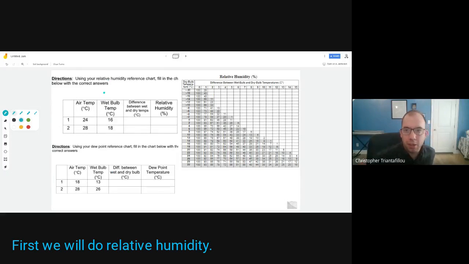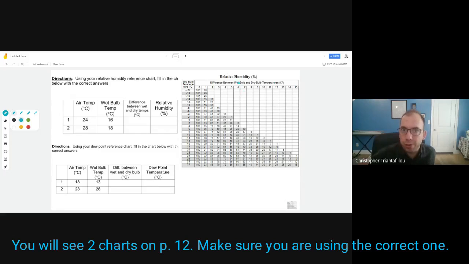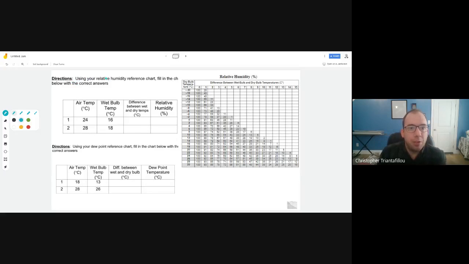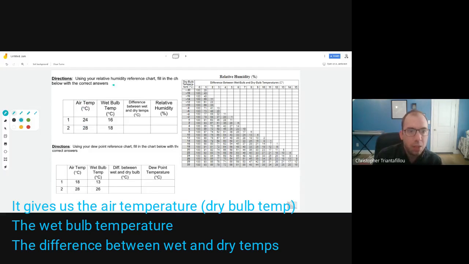For both of these, you're going to need page 12 of your Earth Science reference table, and you'll find two charts. Make sure you're using the right chart for what the question's asking. This one says using your relative humidity reference chart, fill in the chart below with the correct answers. So it gives us the air temperature, also called the dry bulb temperature, and the wet bulb temperature. Remember, both of which you'll get using that sling psychrometer that you swing around. The difference between wet and dry temps. And with that information, we're going to find our relative humidity.